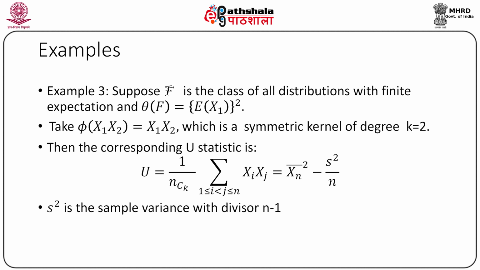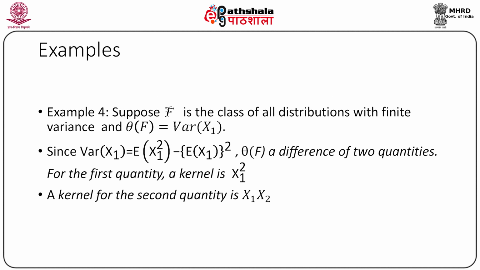Naturally, phi x1 x2 is symmetric but of degree 2. Now, the corresponding U statistic takes the form x bar square minus s square by n. This actually can be found after a little bit of computation, where s square is the usual sample variance with divisor n minus 1. So far, we have got symmetric kernels, but kernels can be asymmetric depending on the situation.